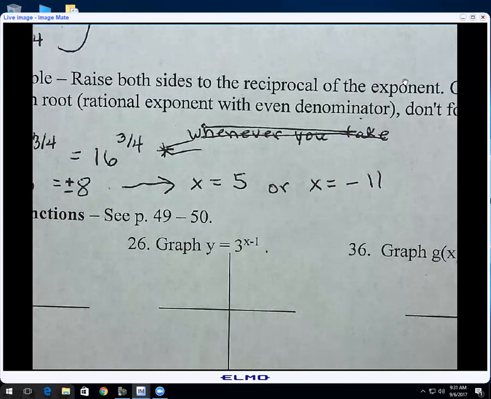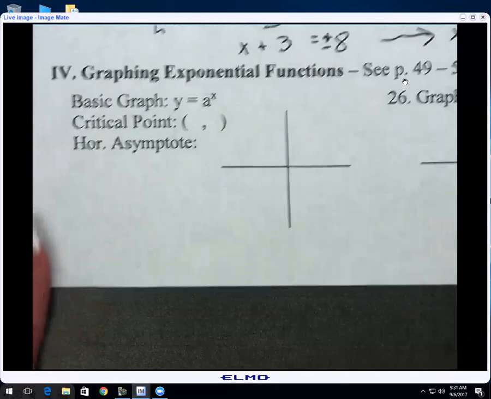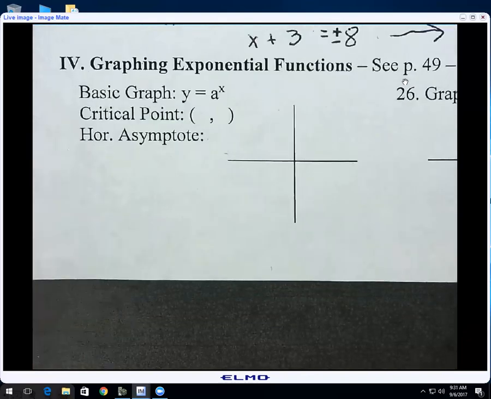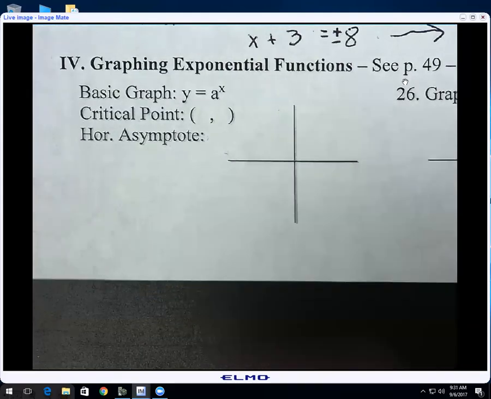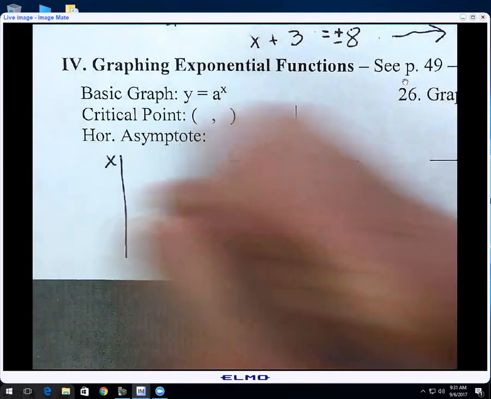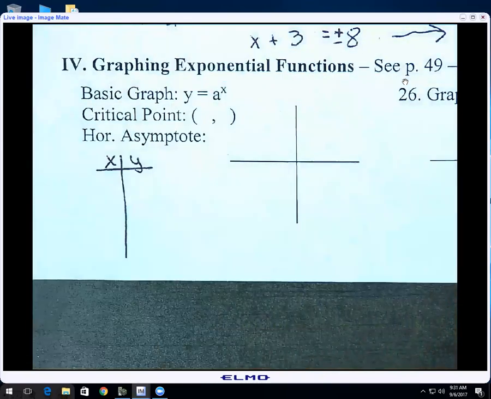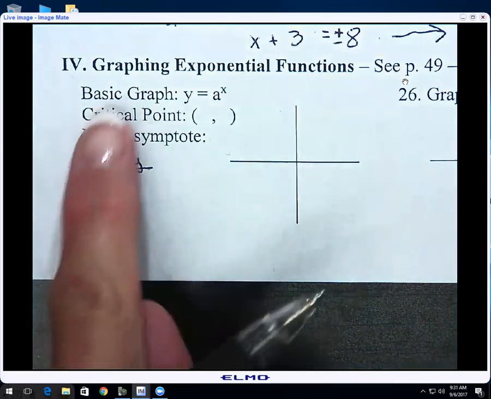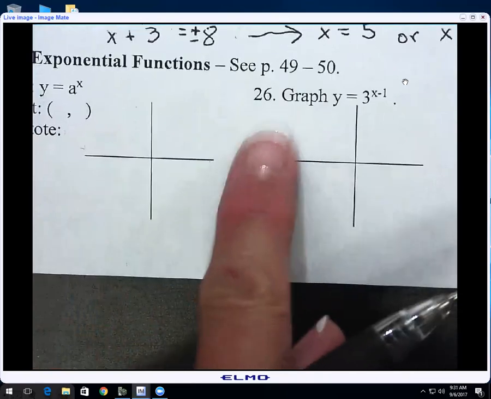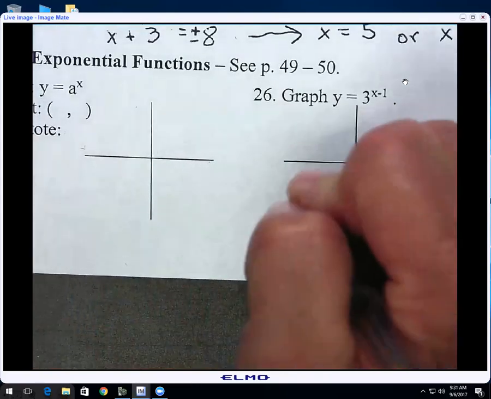All right, let's keep going. Anytime we graph something for the first time, we have no idea what shape it's going to be. What's our fallback method for graphing? Make a table. When in doubt, when you don't know what else to do, make a table. Actually, I might have to come back to that basic graph. Let me make a table for number 26.